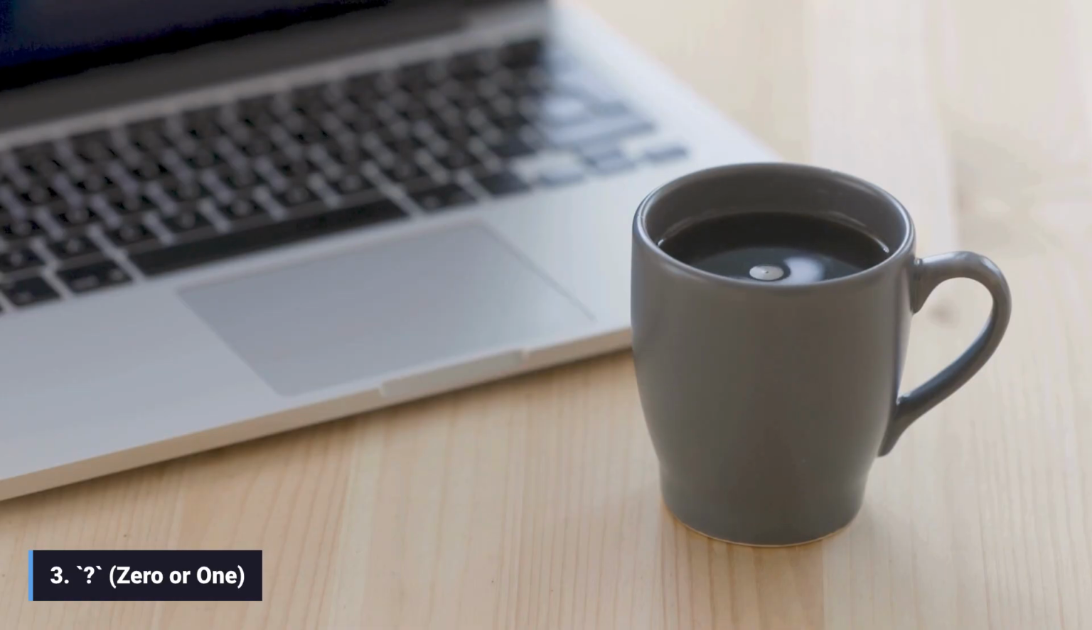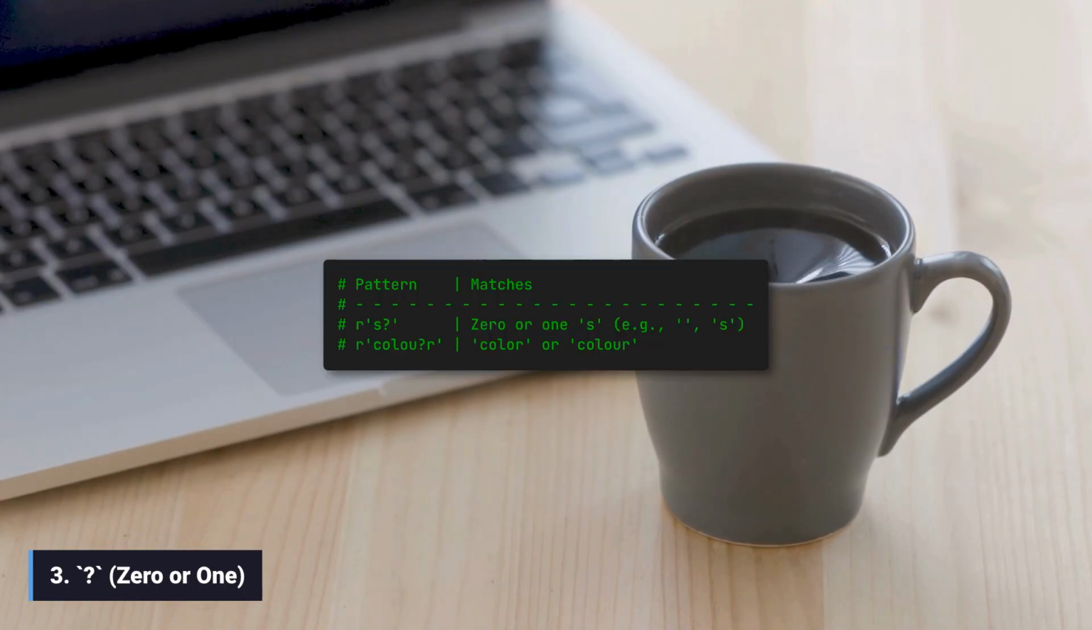3. The question mark, which means 0 or 1. This makes the preceding element strictly optional. It means match it if it's there, but don't worry if it's not. The question mark is useful for matching singular or plural forms, or prefixes that may or may not be present in the data.